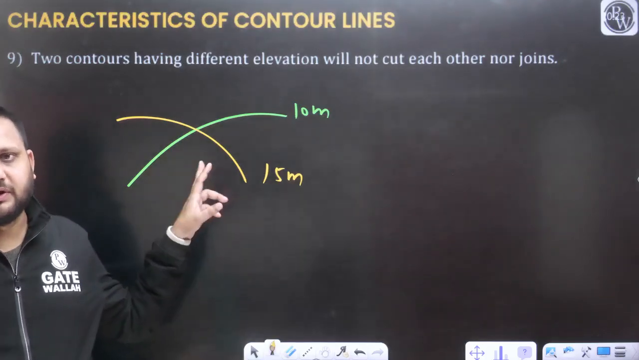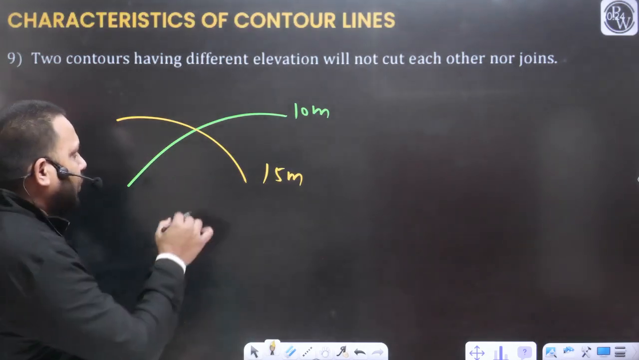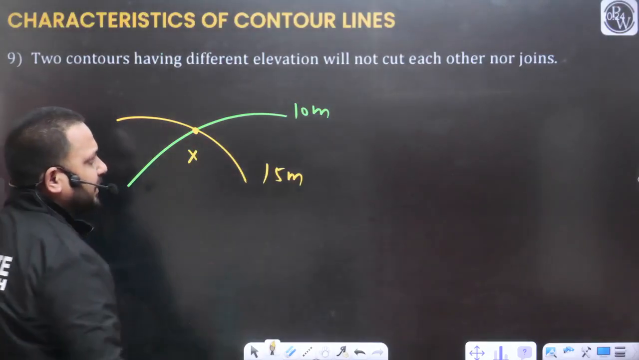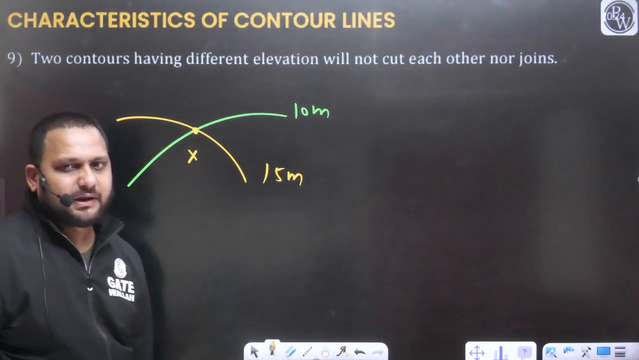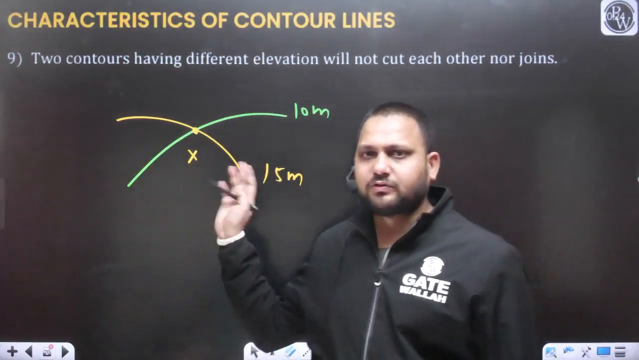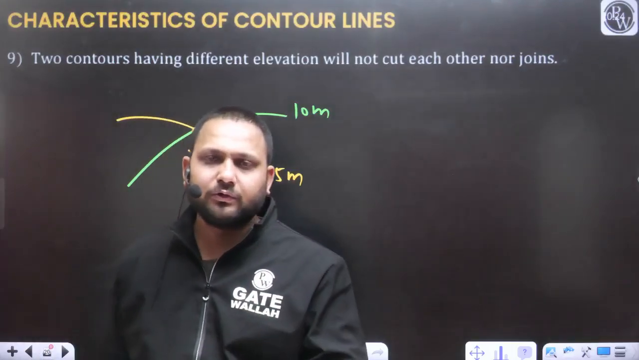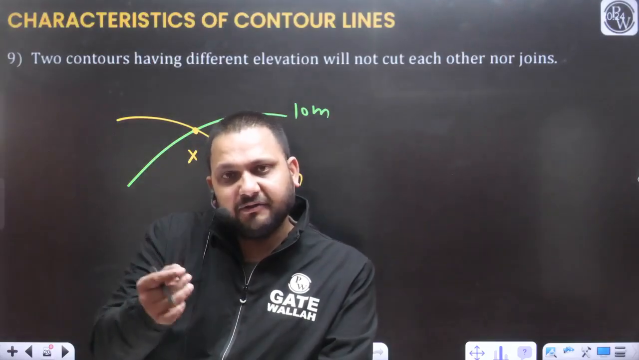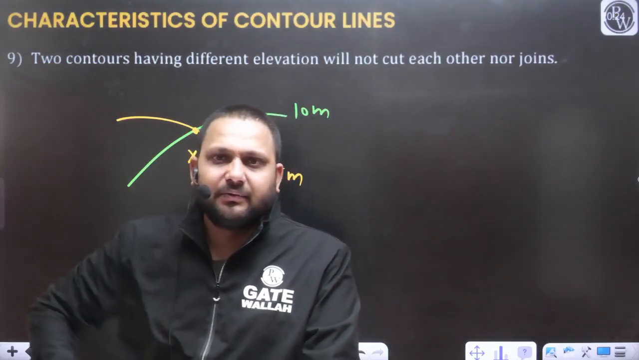Because if these two contours having different values are intersecting, then what about this point X? This point X is lying on the 10 meter contour, and it is also lying on the 15 meter contour. X is the common point for both the contours, right? If these two contours are intersecting, the intersection point is going to be common for both. And how is it possible that the same point has two elevations, two vertical distances from the same reference?